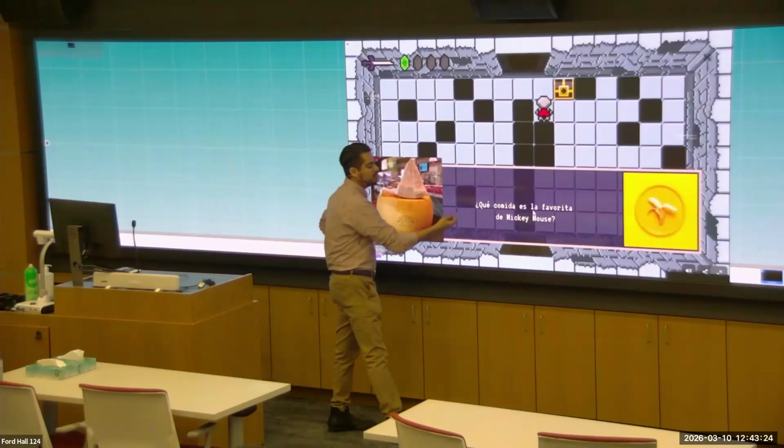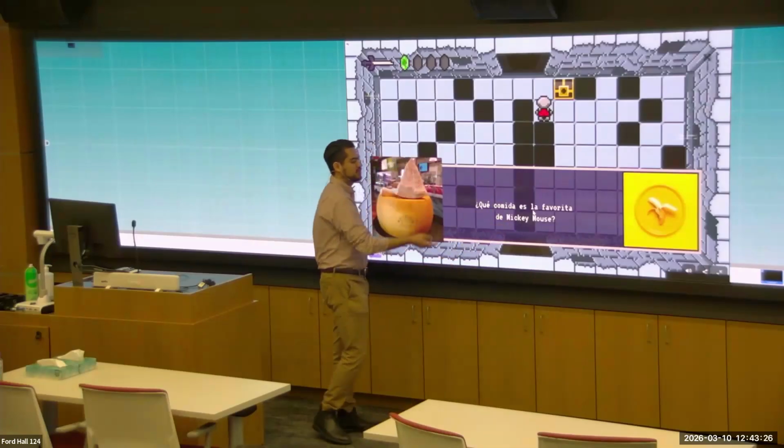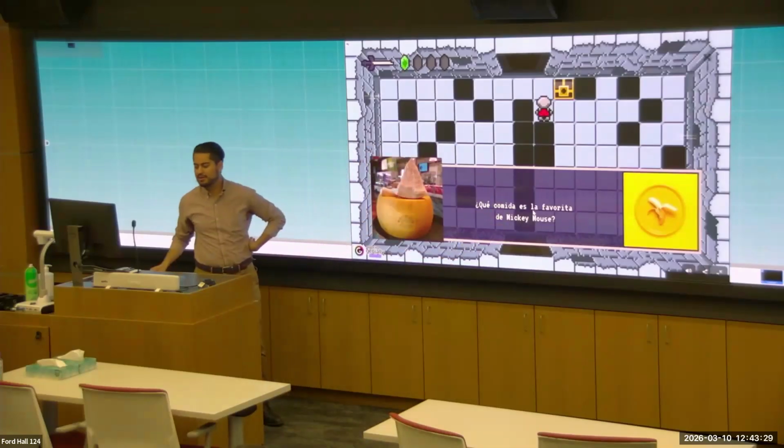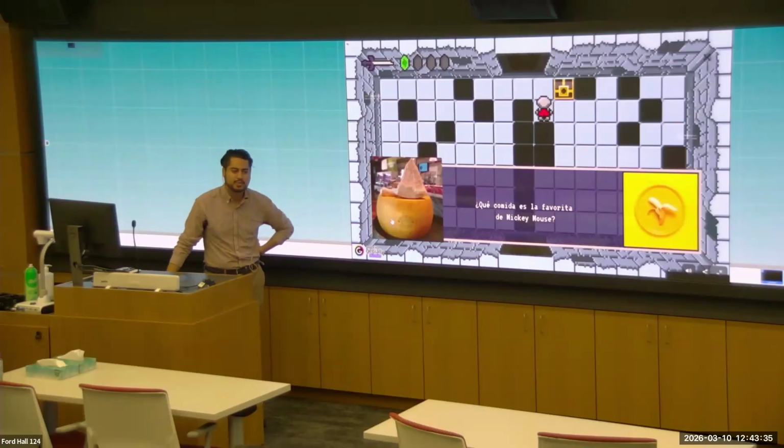Now, ¿qué comida es la favorita de Mickey Mouse? So I have a banana, and I have over here my queso. See? I promise you, right? Of course, I have a lot of Spanish professors, but for all of those of you that don't speak Spanish, it's going to be hard for you to forget queso.